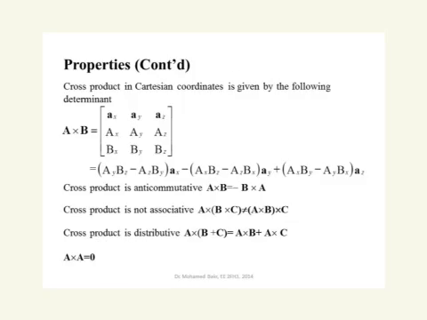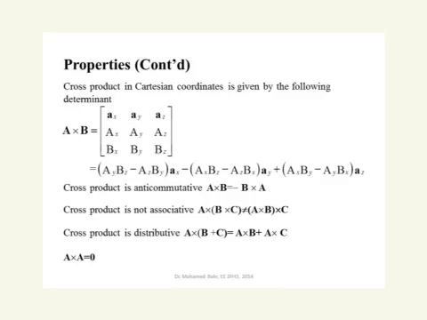In Cartesian coordinates, the cross product, or the vector product, is obtained by this determinant. You put the unit vectors in the direction of x, y, and z in the first row, then the components of the first vector in the second row, and the components of the second vector in the third row, and then you apply the expansion of determinants. This will give you a vector with three components, and this is how we usually do the calculation in Cartesian coordinates.